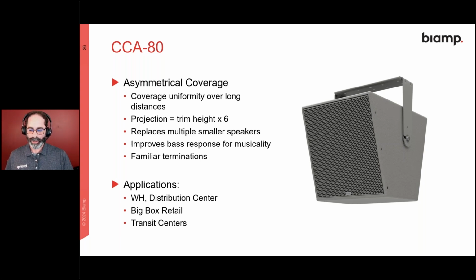Where are we going to use the CCA-80? Honestly, it fits into a lot of places. In an industrial space or a warehouse type space, it's perfect for aisles. In fact, that was the main goal. Remember I mentioned the R.15s that we would put back to back and try to cover a long area. They're perfect for that. So distribution center warehouses are an obvious fit for it. Big box retail is also a really good place for it. You have these deep, long aisles, and you want to address that and minimize the number of sources and have something that sounds smooth and realistic. Transit centers are another good place where this fits in really well.